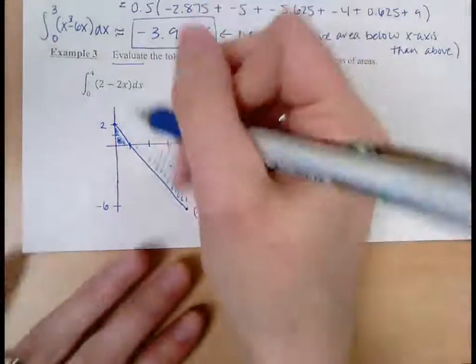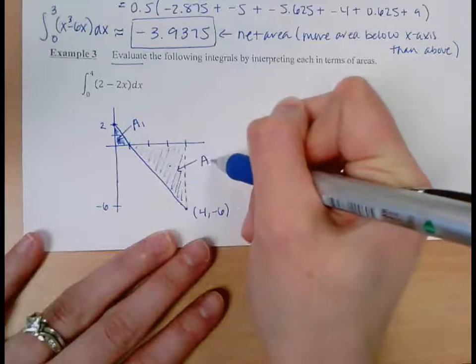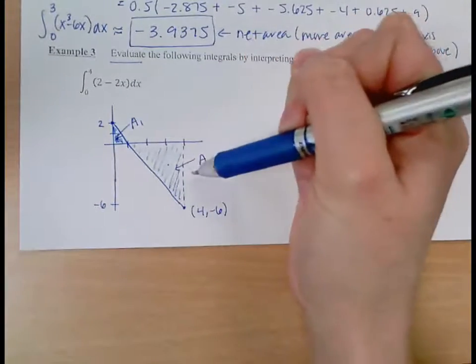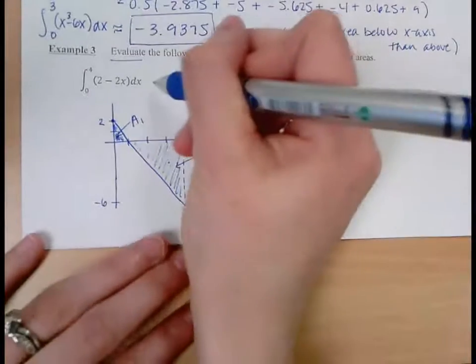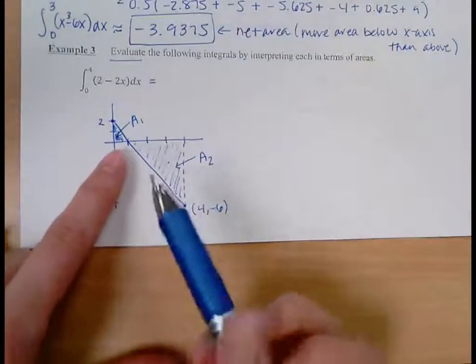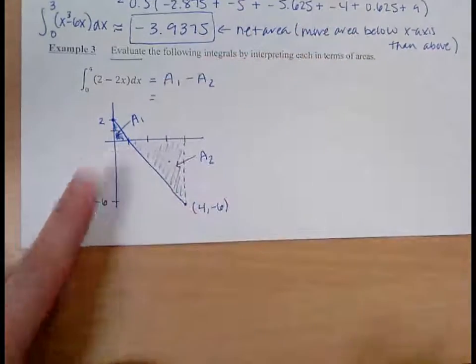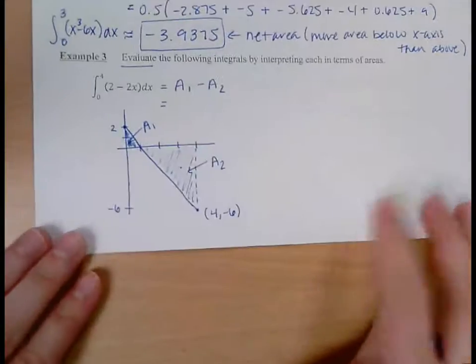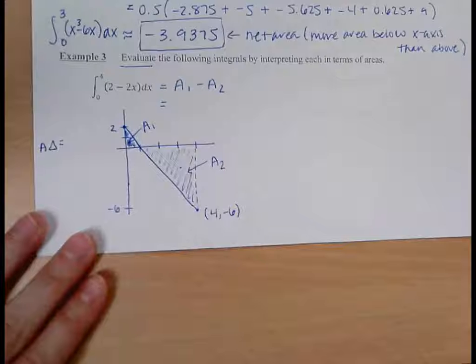So then say I call this one A sub 1 and this one A sub 2. We would then take A sub 1 minus A sub 2 and we would get the exact value of that integral just by using areas with the graph. Okay, so I'm just going to put here, this is A sub 1 minus A sub 2 based on how I labeled it. Area of a triangle, how do you find that? Just making sure you guys know area formulas.